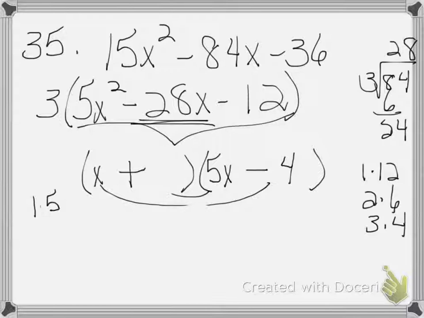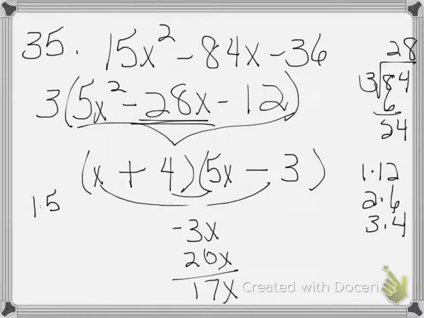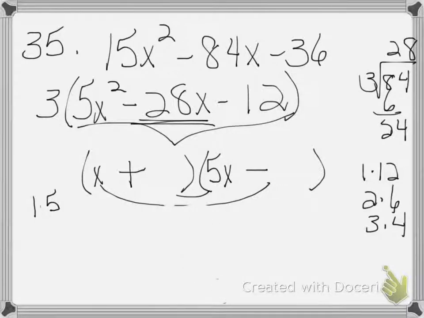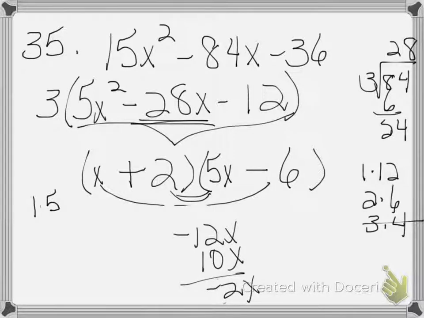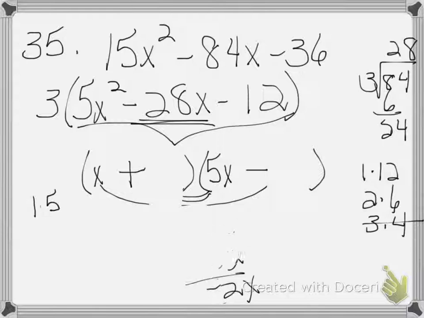Don't forget, before you delete it, you need to flip them. So I'm going to put the 4 here and the 3 here. My outside is a negative 3x. My inside is a positive 20x, which is 17. Nope, that does not work. So now I can scratch out the 3 and the 4. Now I'm going to try the 2 and the 6. My outside is a negative 12x. My inside is 10x. That's negative 2x. That does not work. So now I'm going to switch the 6 and the 2 around.